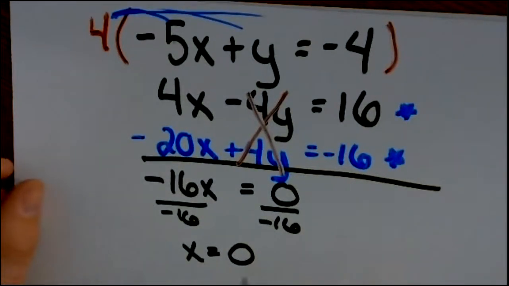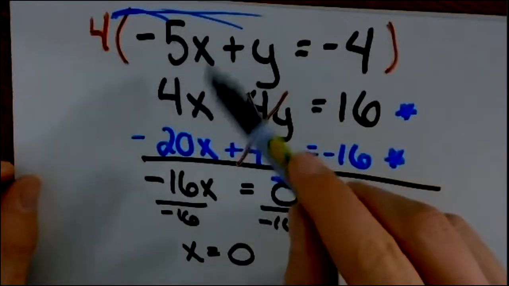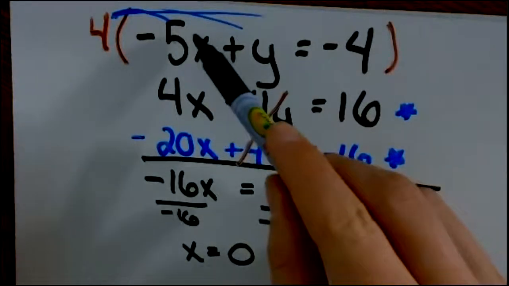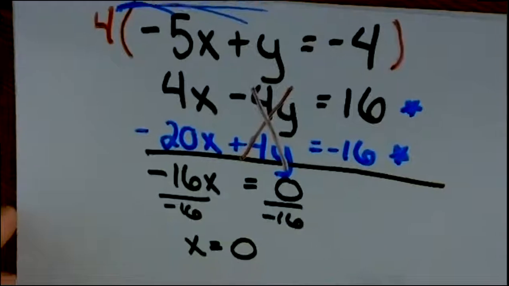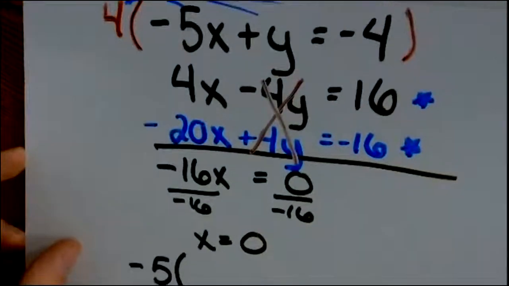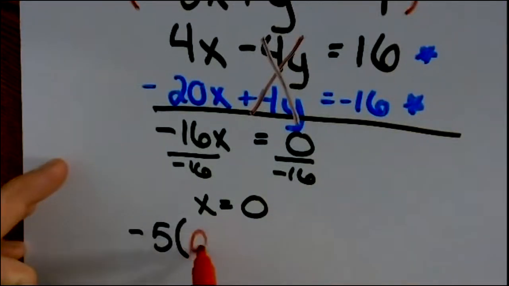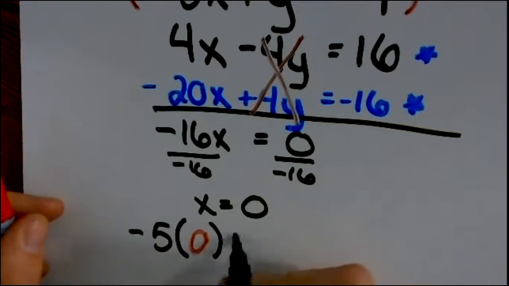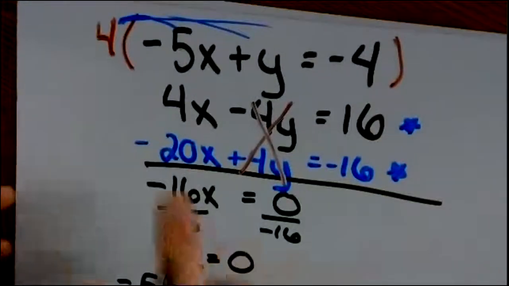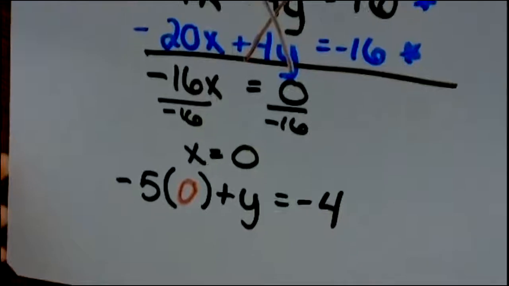Now I'm going to take this 0, and substitute it in for either one of the x's in the original equations. So pick one. I'm going to go with the first one just because it's the first one. So I'm going to have negative 5. Instead of x, I'm going to put a 0 in. So I'll put that here. So 0 plus y equals negative 4. So you can see I took this original equation, the first one, and I just put a 0 in for the x.